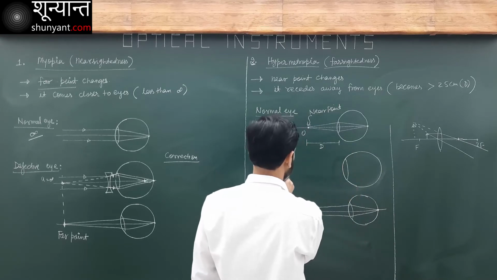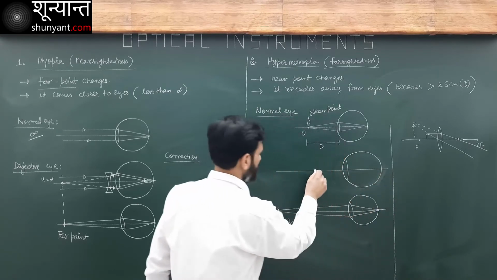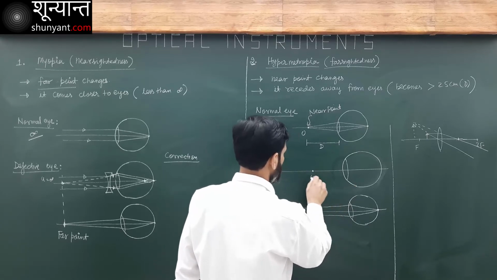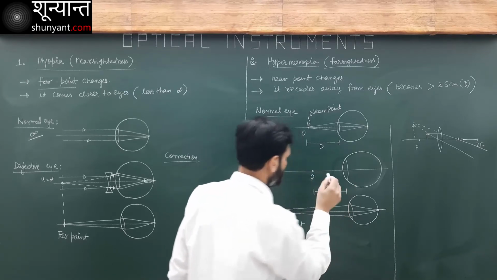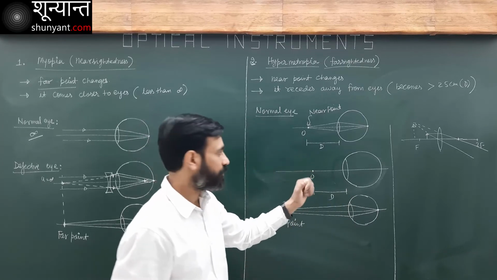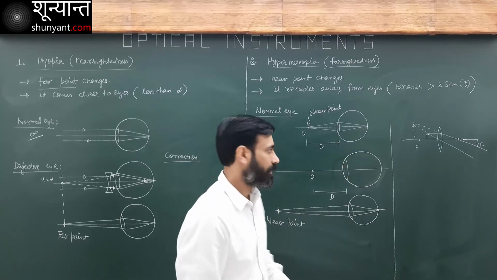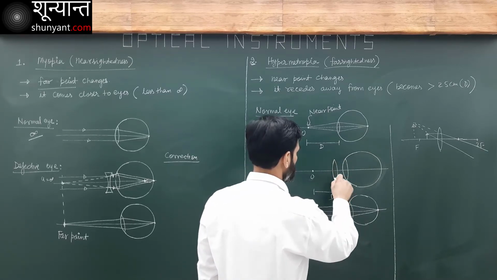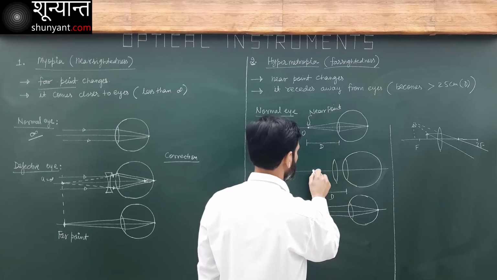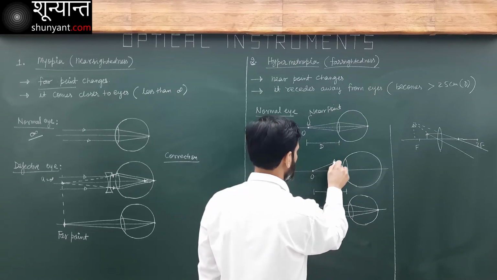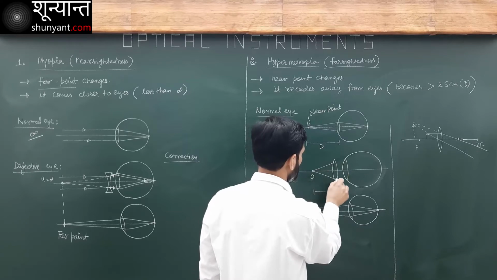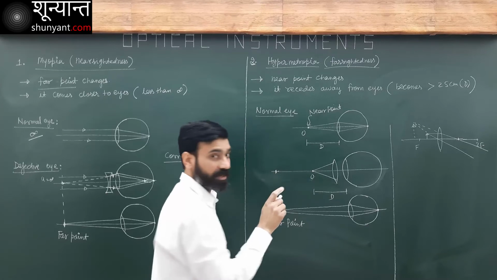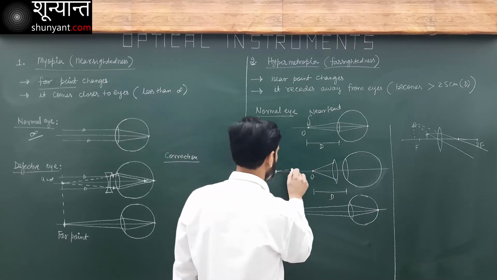This is my lens. I cannot see my object here. This is my object, this distance is d. This object I cannot see because it is focusing behind the retina. What I will do is make use of a convex lens. Now what this lens will do is create a virtual image at my near point.